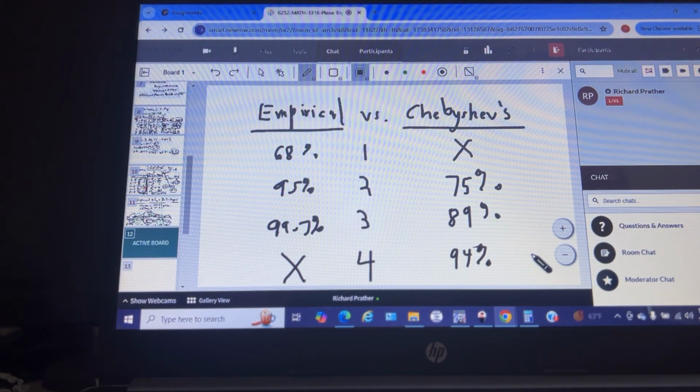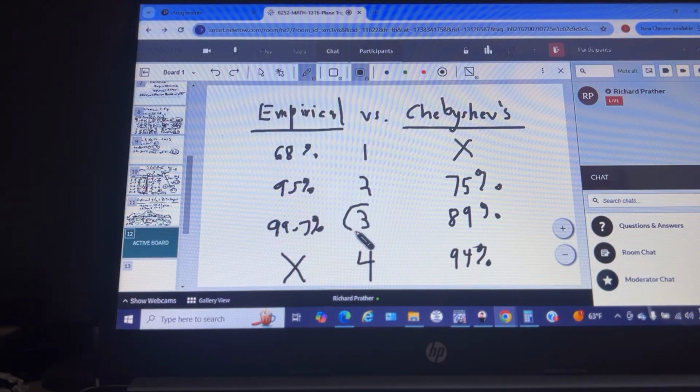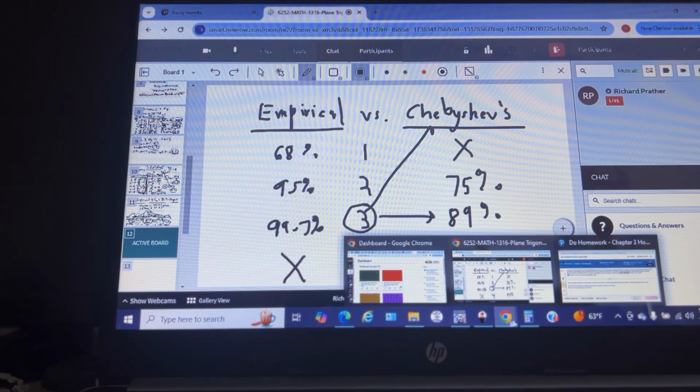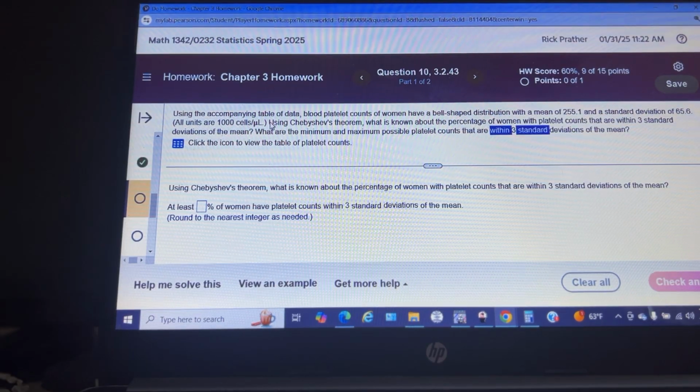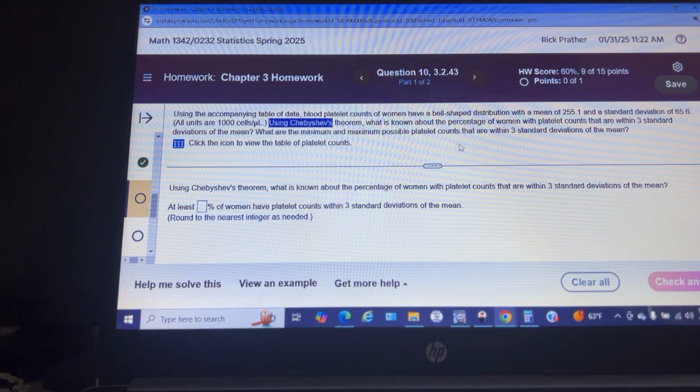So this number 10 homework problem, it told me it was 3 standard deviations, and it even said use Chebyshev's. So then I can know, okay, that answer is 89 instead of the usual 99.7 that we got in the previous problem. They told me that. And it said within 3, so I didn't have to make a number line to figure out how many spots out I am.